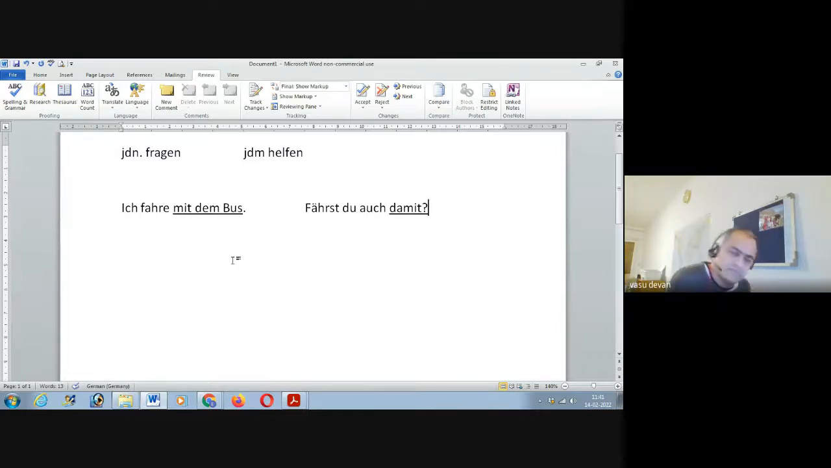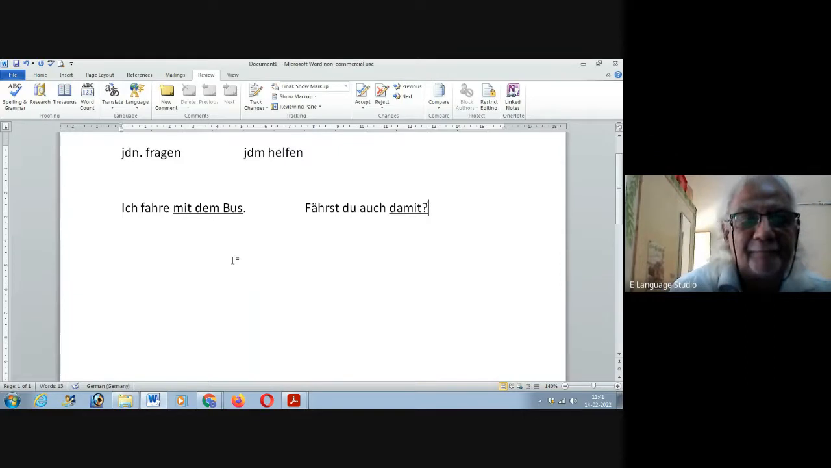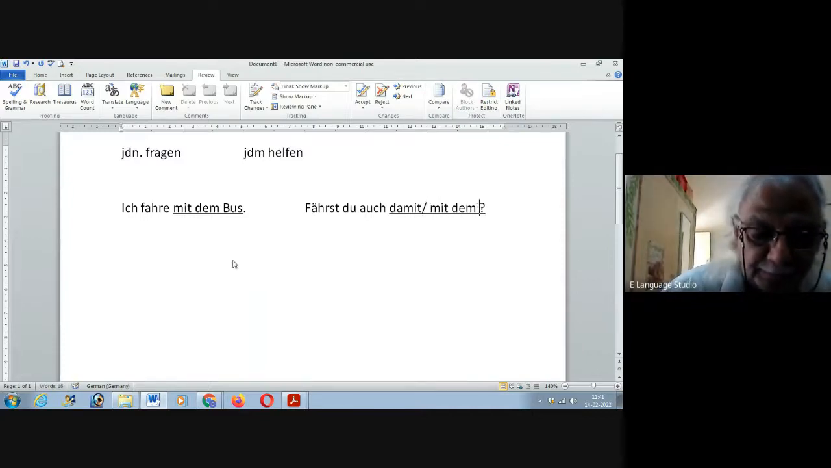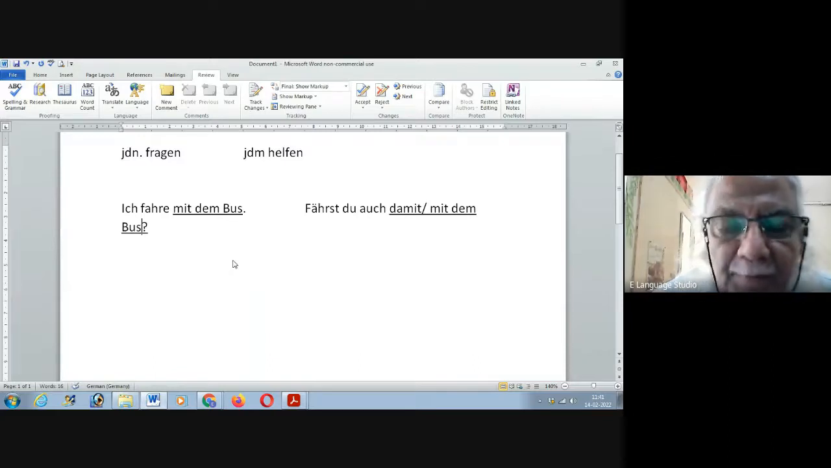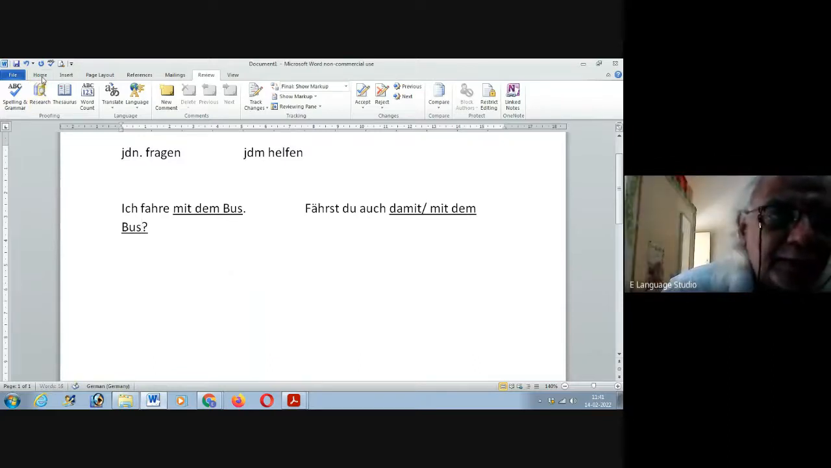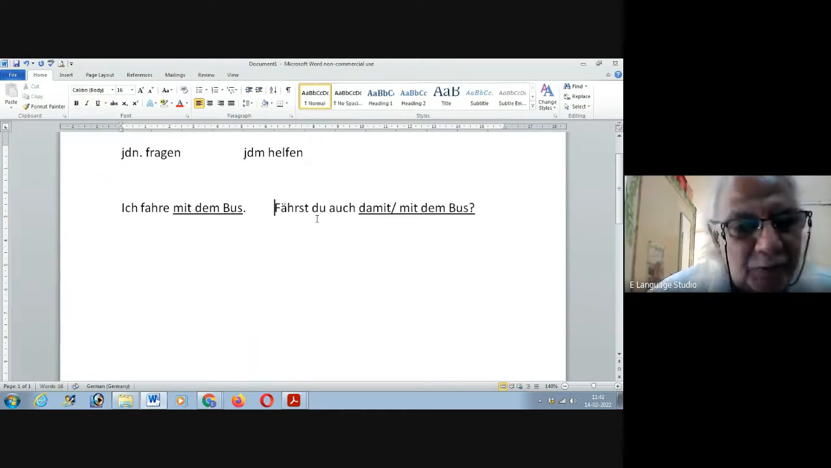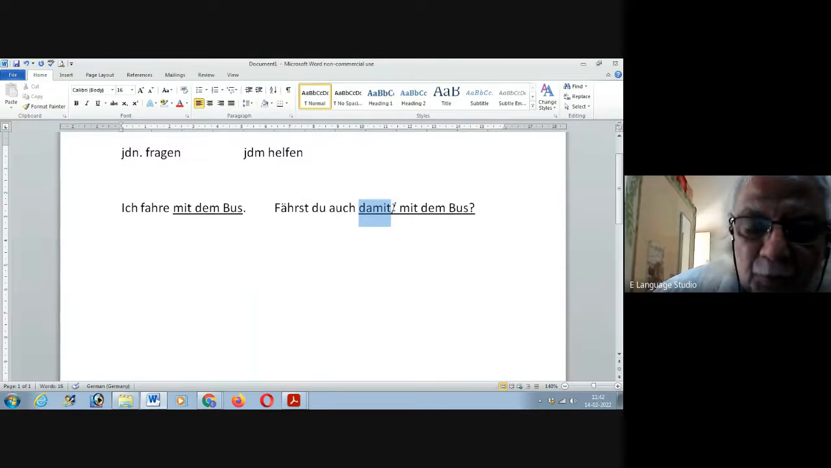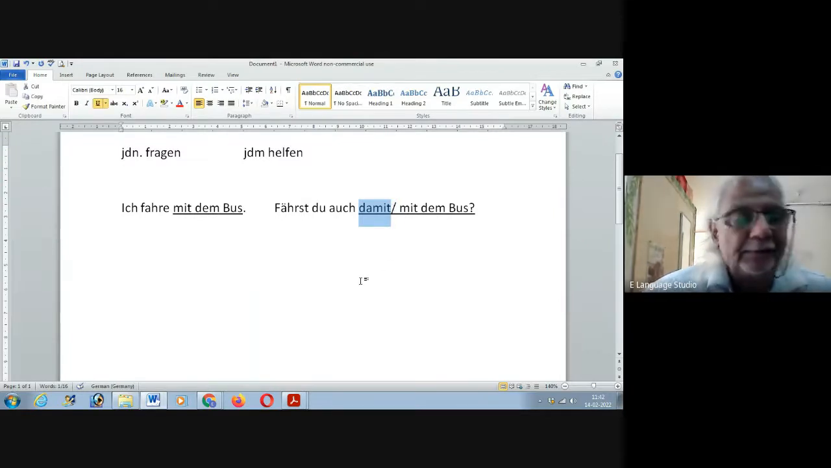Okay. Ich fahre mit dem Bus. Weißt du auch damit? Man kann auch sagen, fährst du auch mit dem Bus? Aber das ist nicht umgangssprachlich. Das ist nicht gute Sprache. Deswegen nehmen wir das Pronominal Adverbien. Man sagt das normalerweise nicht. Man wiederholt dieses präpositionale Objekt normalerweise nicht.